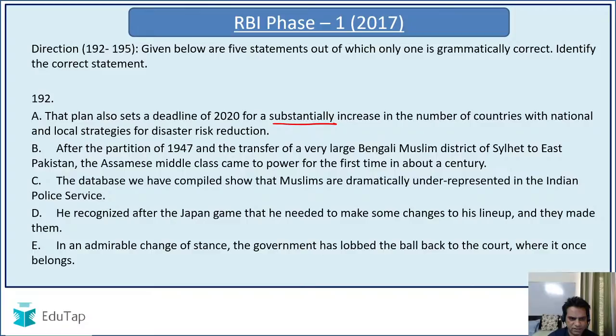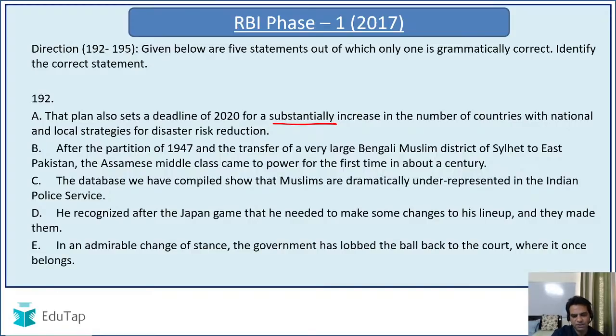After the partition of 1947 and the transfer of a very large Bengali Muslim district of Sylhet to East Pakistan, the Assamese middle class came to power for the first time in about a century. All right. I could not find any grammatical error in this. Let's read it. Question number 3. The database we have compiled show that Muslims are dramatically underrepresented in the Indian police services.